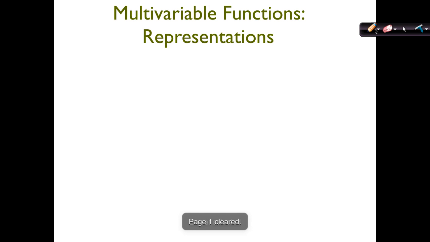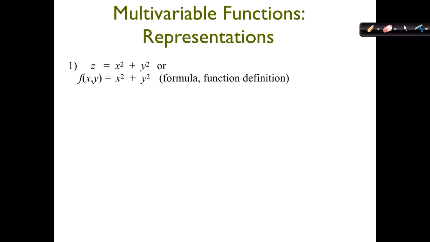Okay, so there are four representations of these. How do we represent these multivariable functions? The first one is like an equation or a function. So if z equals x squared plus y squared, then we could also say f of x, y equals x squared plus y squared. That's called a function definition.